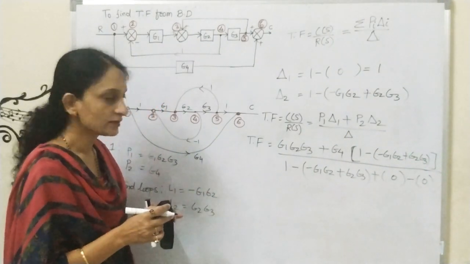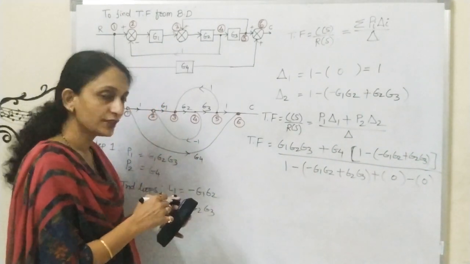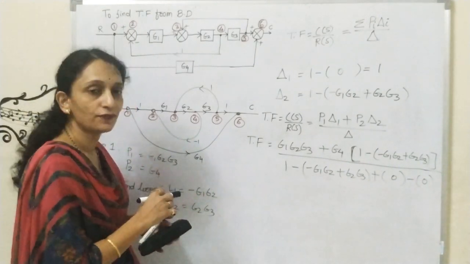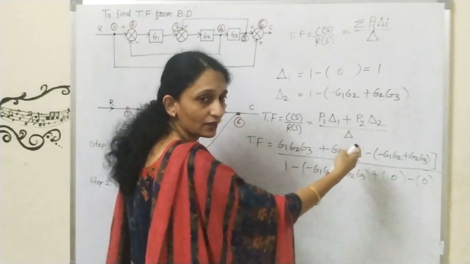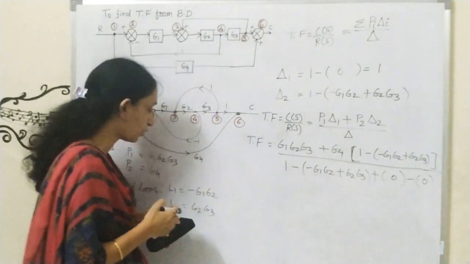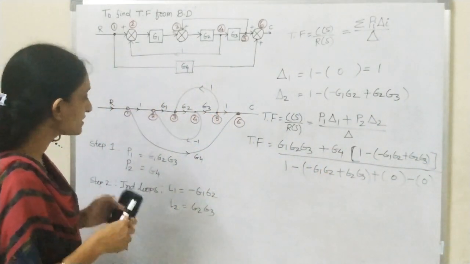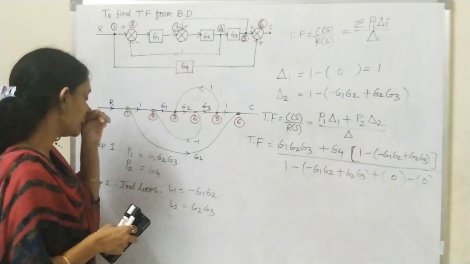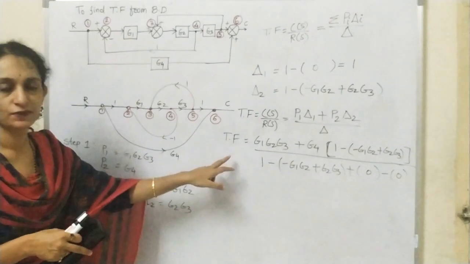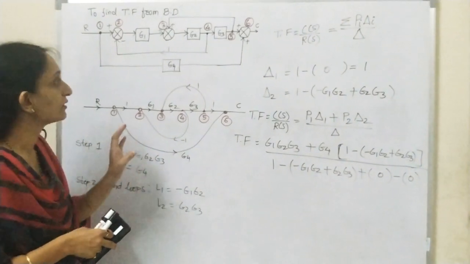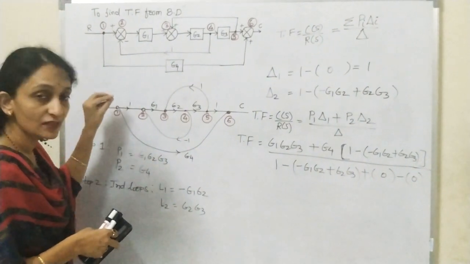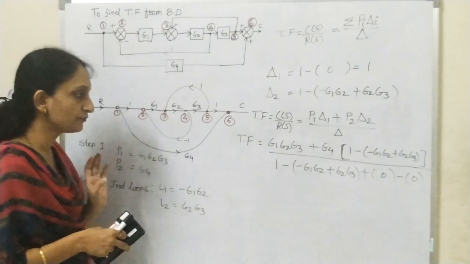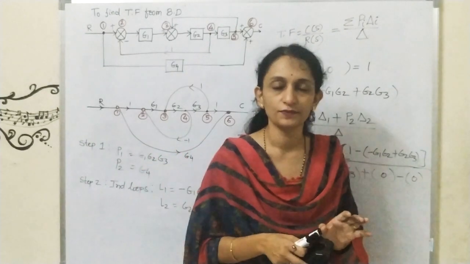So are you getting it? Here we have calculated the transfer function by simply substituting the values. You can rearrange this, you can take out the negative sign as common. This is the simple method to get the transfer function. If the question asks for the transfer function and the method is not mentioned, it is very easy to convert the block diagram to SFG, then apply Mason's gain formula and calculate the transfer function.